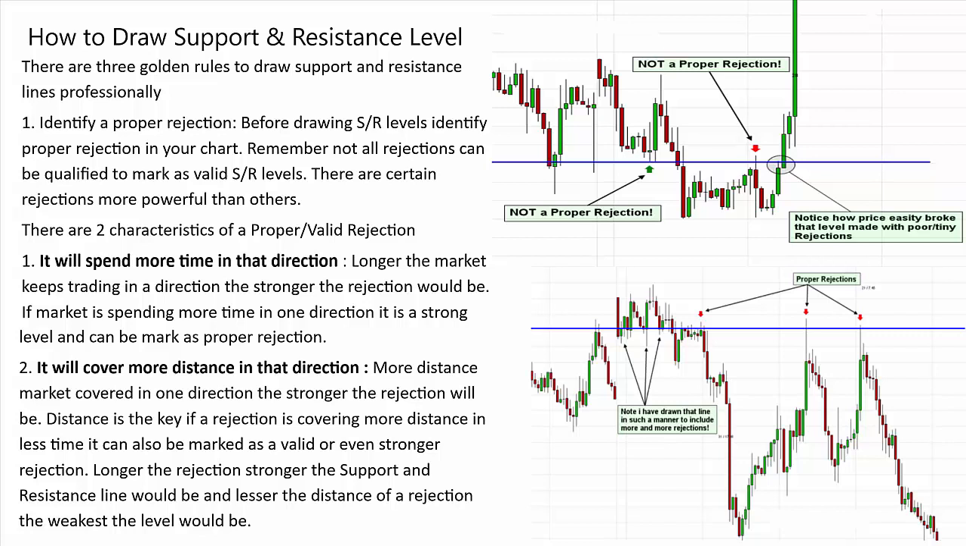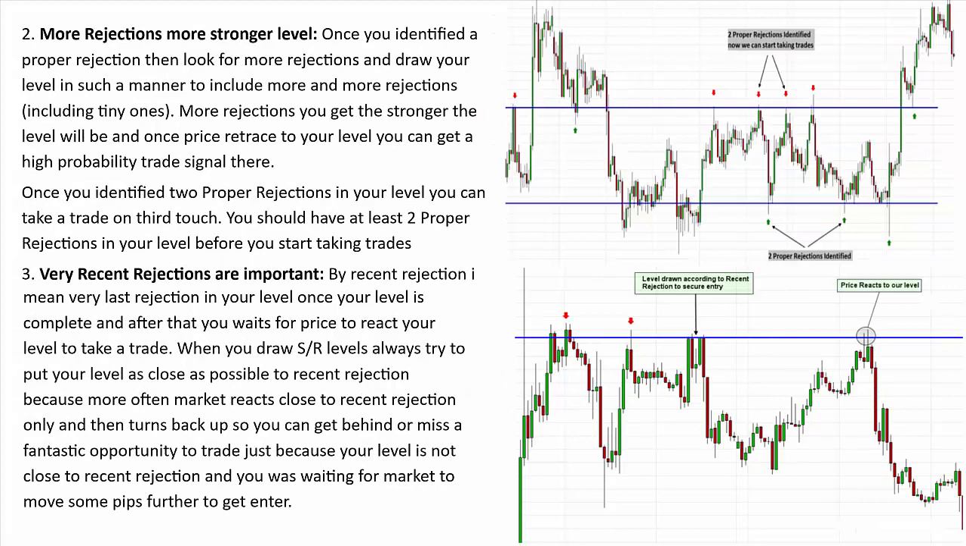The longer the rejection, the stronger the support and resistance line would be, and the lesser the distance of a rejection, the weaker the level would be. 2. More rejections, stronger level. Once you have identified a proper rejection, then look for more rejections and draw your level in such a manner as to include more and more rejections, including tiny ones.